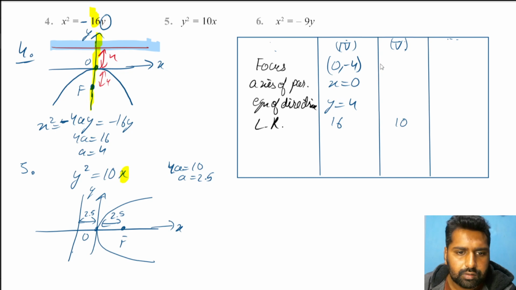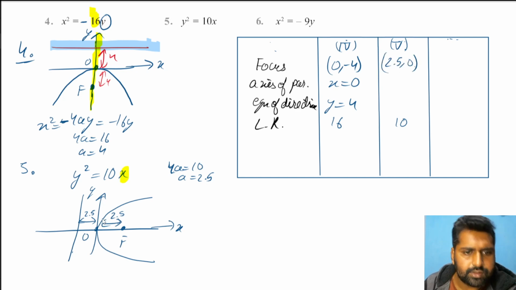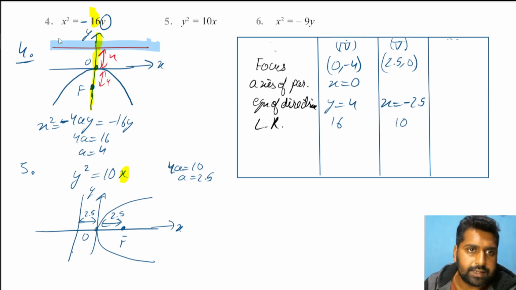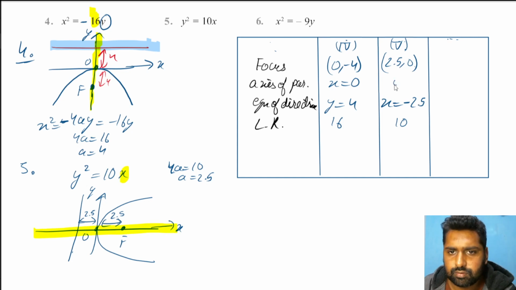Focus is on the right. So the coordinate of this will be on the x-axis. It is 2.5 comma 0. Directrix is on the left, parallel to your y-axis. If something is parallel to the y-axis, it will be x equal to something. And since it is on the left, not right, it will be minus 2.5. Left is negative, right is positive. Up is positive, down is negative. And the axis of parabola, this is the axis which is the x-axis, so y equal to 0.